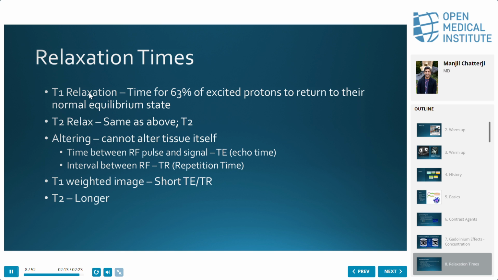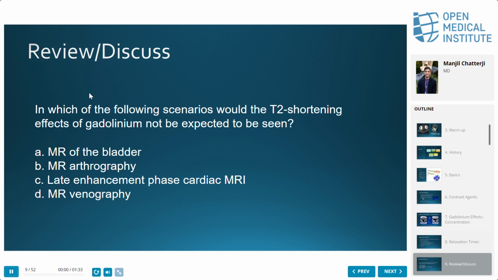So what do you do then? How do you create a pulse? Like, how do you generate? Well, you've got to do something. And what we normally do is apply an RF pulse, which I'm going to get to in a sec. And then we get a T1 or a T2 weighted image based on that.